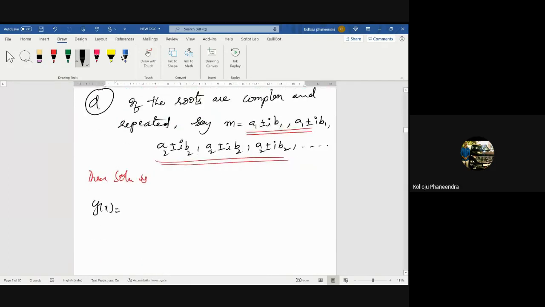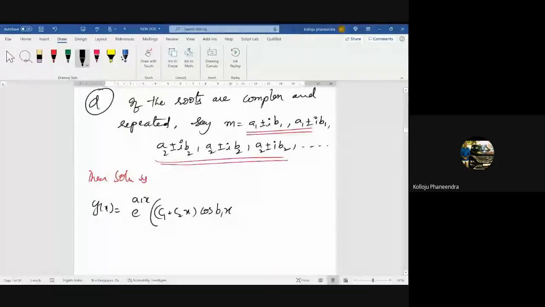So using that concept, e power a1x for the first one, e power a1x is the real part. Next, c1 I have to write, but repeated 2 times, therefore c1 plus c2x into cosine b1x. And the second one is again constants, so c3 plus c4x, a first degree polynomial, into sine b1x. This part is regarding the first one, the 2 times repeated root.